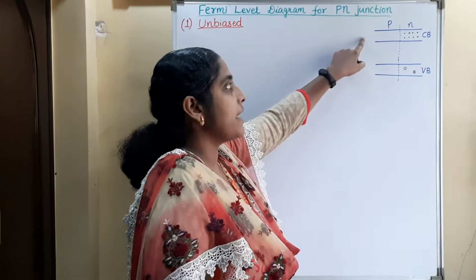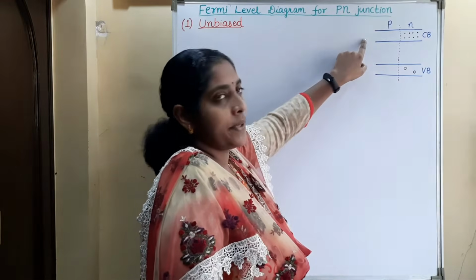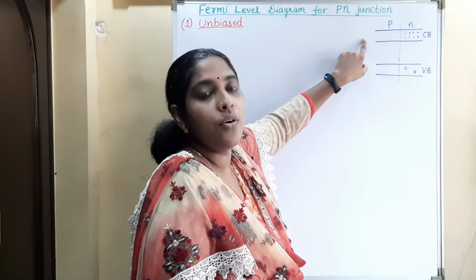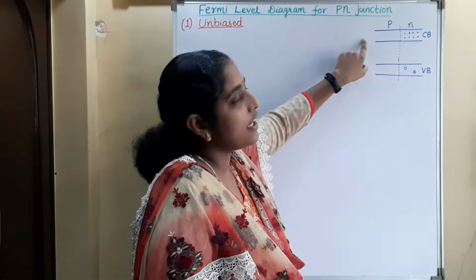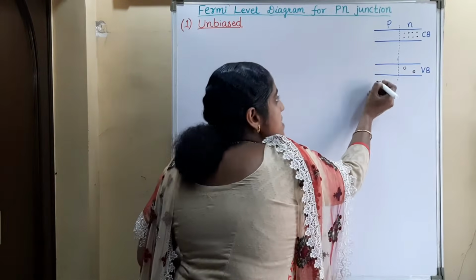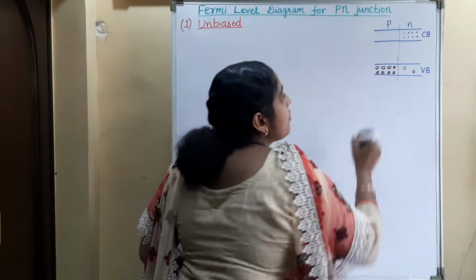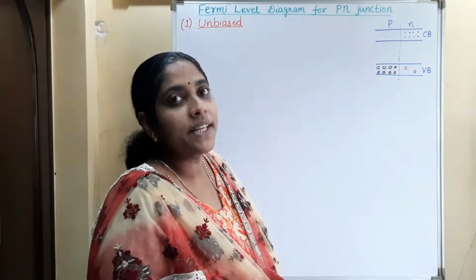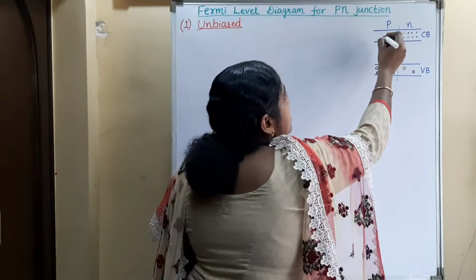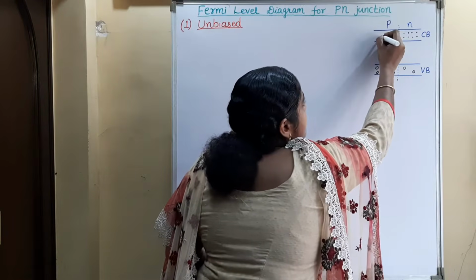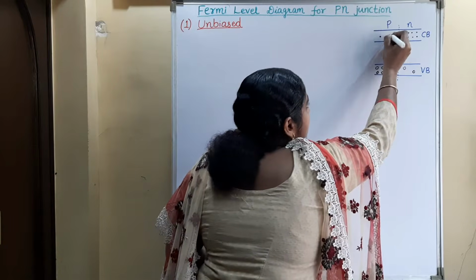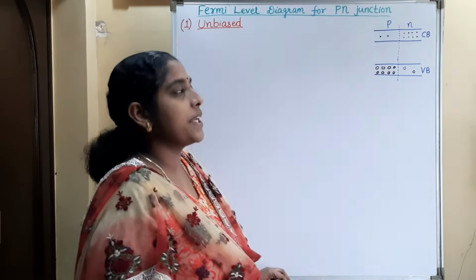In the valence band region of N-type semiconductor, there will be less number of holes. Now come to the P-side region. In P-type, major charge carriers are holes and minor charge carriers are electrons. So in the valence band, holes are situated. So we can see large number of holes in the valence band of P-type semiconductor. And the minor charge carriers in P-type semiconductors are electrons. They are very less in the conduction band of P region.